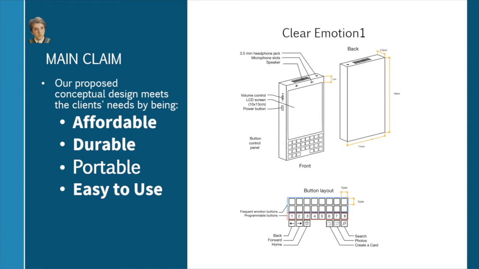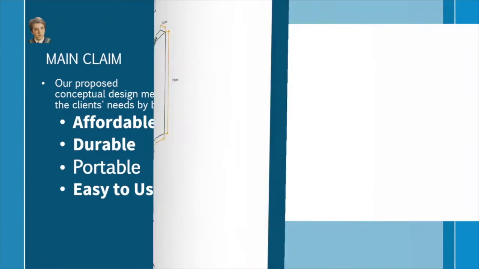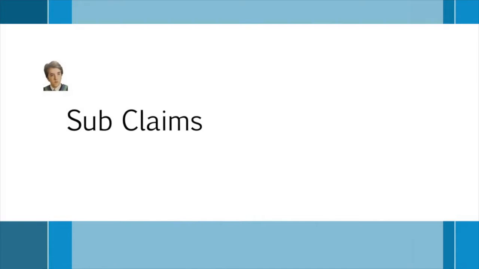Main claim. Our proposed conceptual design, the Clear Motion 1, fills the client's needs for an affordable and customizable communication device. Specifically, it satisfies the key objectives of affordability, durability, portability, and ease of use shown by our measures of success. Subclaims. The following slides give a brief description of our measures of success, their associated test plans, and demonstrates how our team plans on executing these procedures.